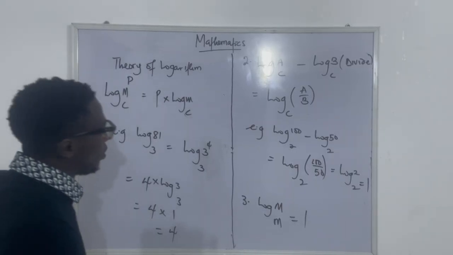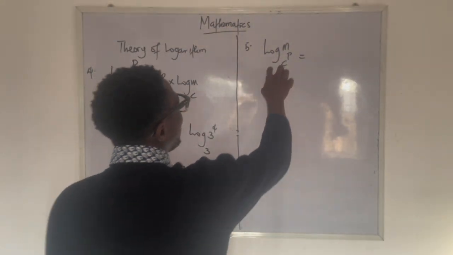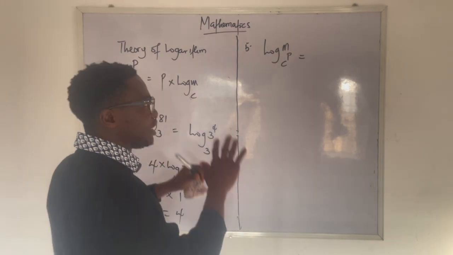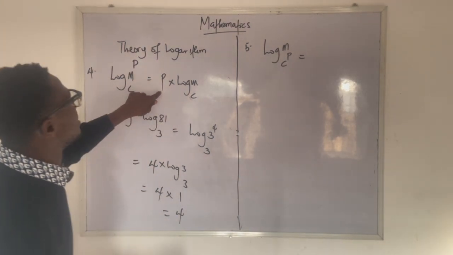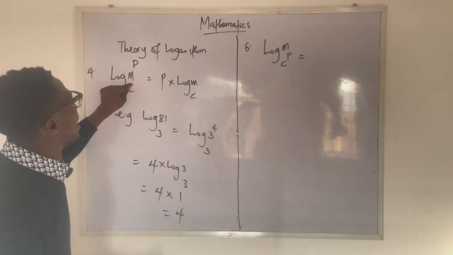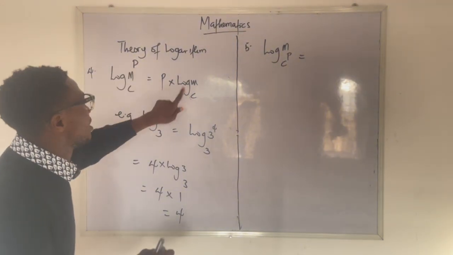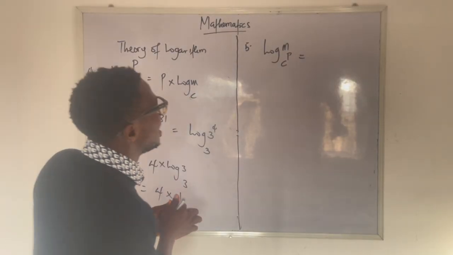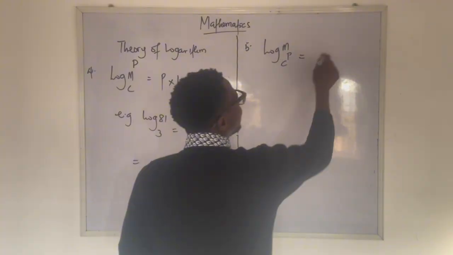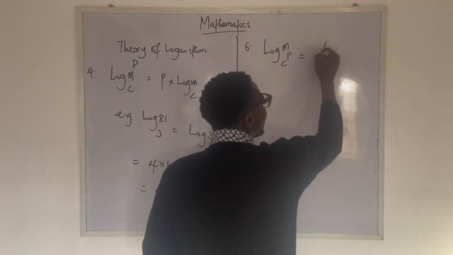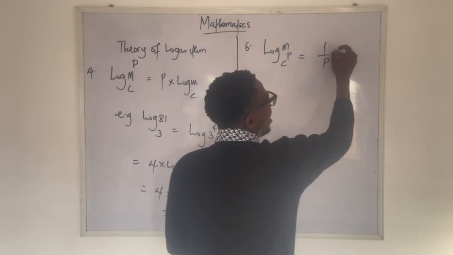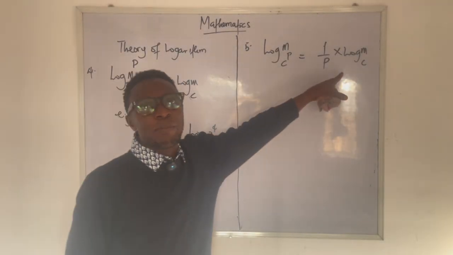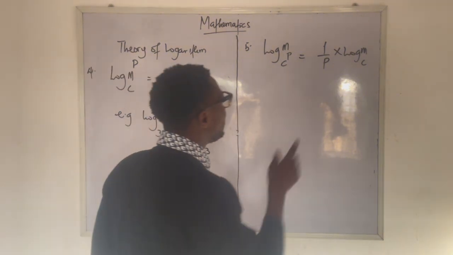Then let's talk about when the base is now carrying the power. It comes to different things, because when the number was carrying the power, we just did log m base c and multiplied by p directly. But when the base is carrying the power, we take the inverse of that power and multiply it by log m base c.